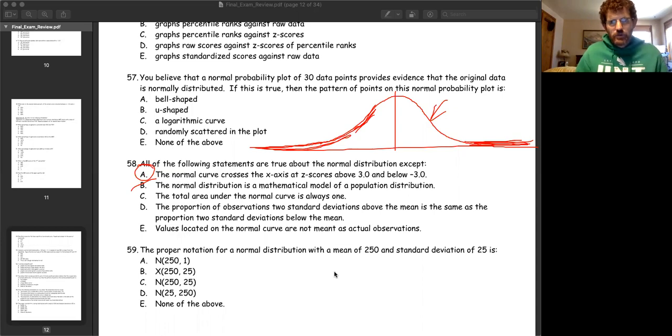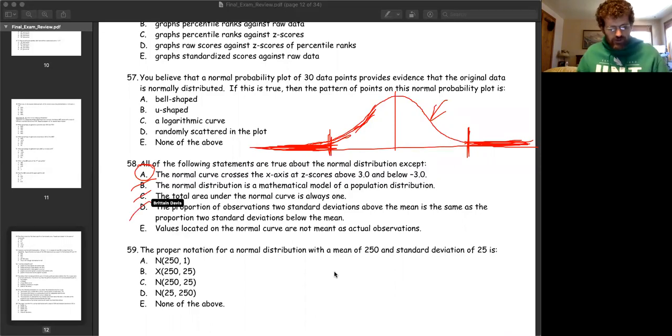The total area under the normal curve is always 1. Yes, 100% of your probability falls under that curve. The proportion of observations 2 standard deviations above the mean is the same as the proportion 2 standard deviations below the mean. I think this is worded awkwardly, but if we've got our 2 standard deviations above and below, we're going to have the same proportion that's more extreme than that. So this area to the left of the lower and above the upper will be equal. And this is just talking about the fact that it's symmetric.